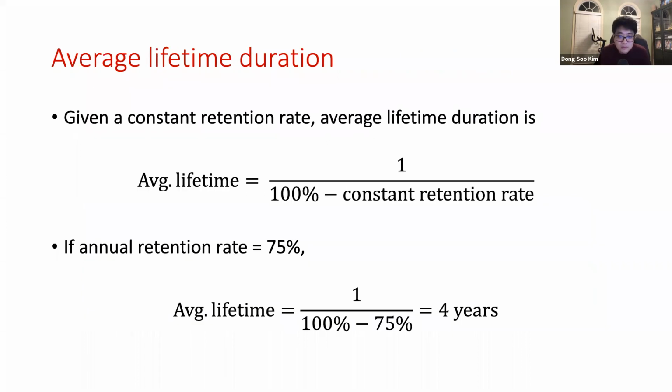And this is the formal formula of average lifetime duration given a constant retention rate. For example, with a 75% annual retention rate, the average lifetime duration is given by 1 over 100% minus 75%, which equals 4 years.